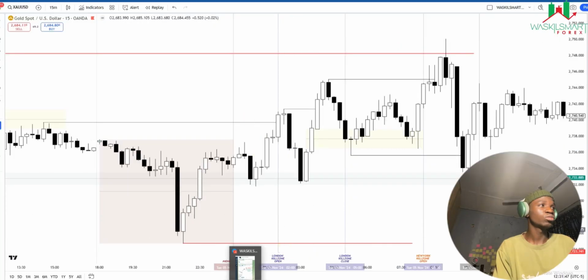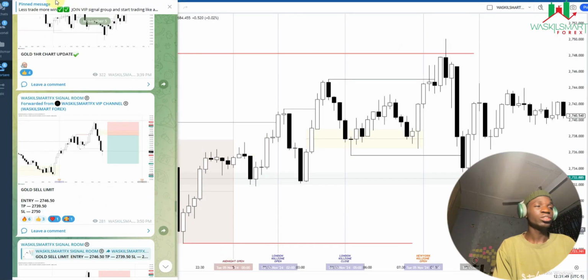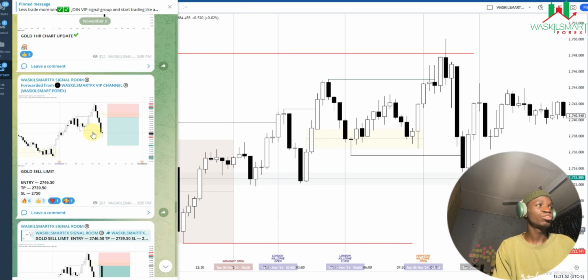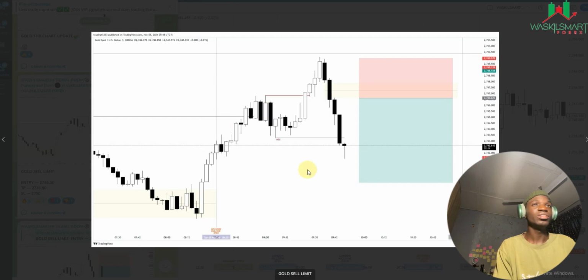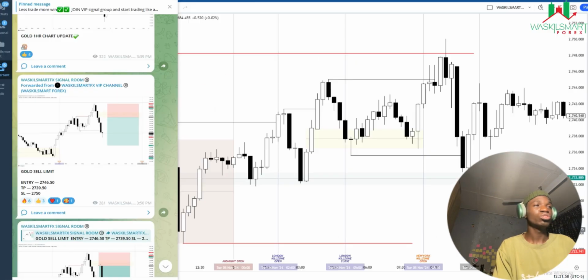Let me open the chart. Okay, this is my Telegram channel. So we'll be looking at this gold sell limit trade we took on Tuesday. We're looking at why we took the trade, what the strategy is, what confidence I have in this trade, and why I gave out this particular trade.